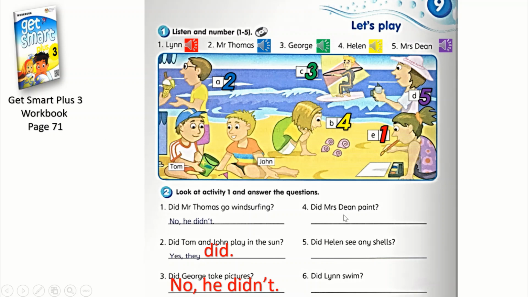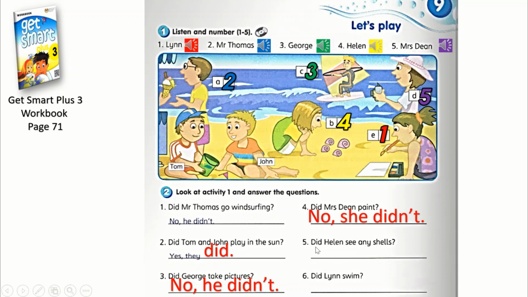Did Mrs. Dean paint? Which one is Mrs. Dean? Number 5. Here she is. So did she paint? No, right? No, she didn't.